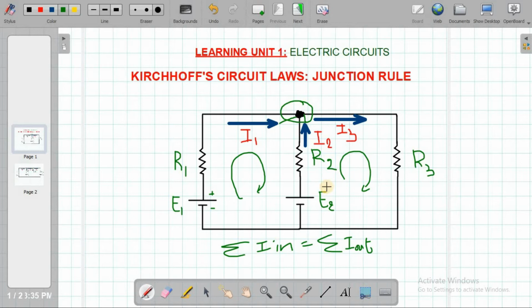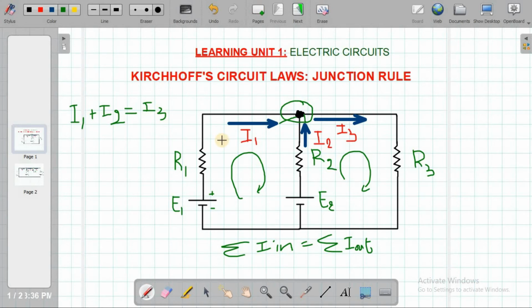So how do we apply the junction rule? This is our node. The sum of current entering the node: we have I1, and then we also have I2 entering the node, so plus I2, which is equal to I3, since I3 is leaving the node. By the way, this is the junction rule.